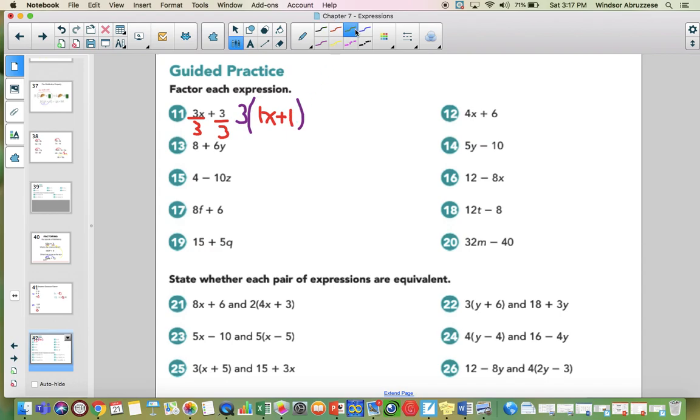And then do the last term. 3 divided by 3 is 1. And again, who doesn't love to check their work and make sure they did it correctly? If you were to distribute this, you get this same expression, so you did it correctly. This is the factored form of this expression.